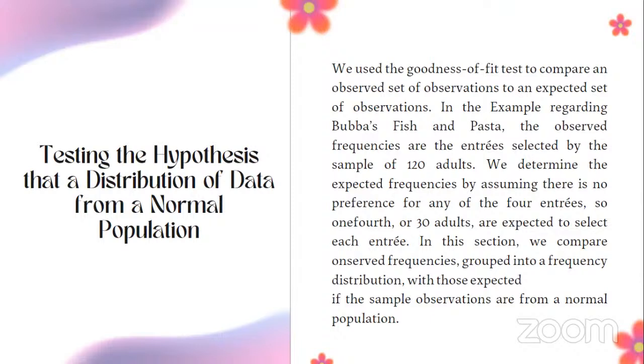In this section, we compare observed frequencies grouped into a frequency distribution with those expected if the sample observations are from a normal population.